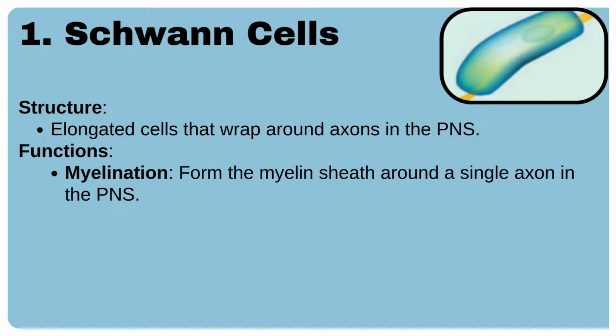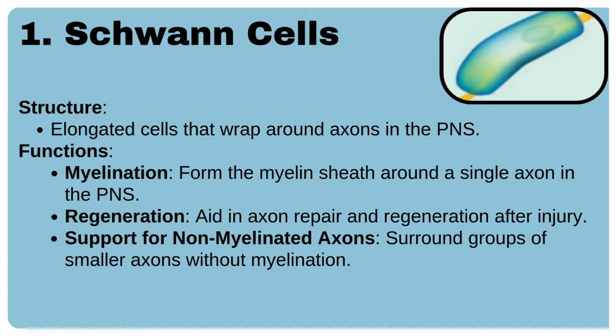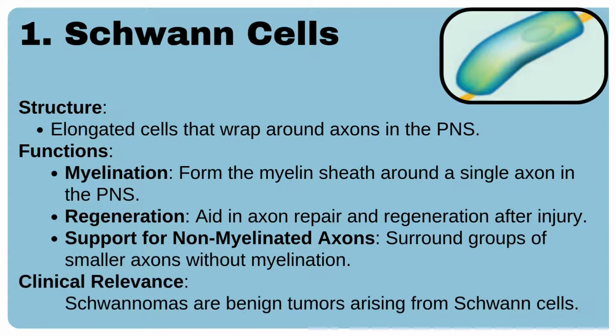Myelination. They form the myelin sheath around a single axon in the peripheral nervous system. Regeneration. They aid in axon repair and regeneration after injury. Support for non-myelinated axons. They surround groups of smaller axons without myelination. Clinical relevance. Schwannomas are benign tumors arising from Schwann cells.